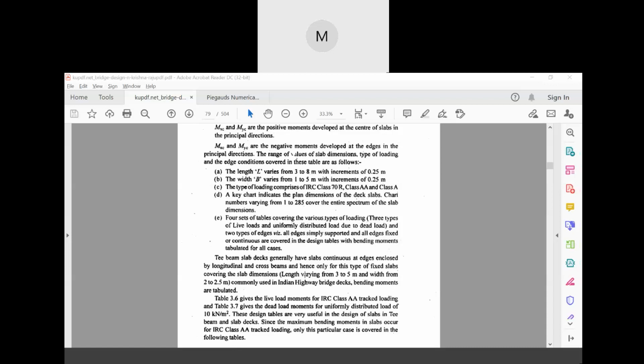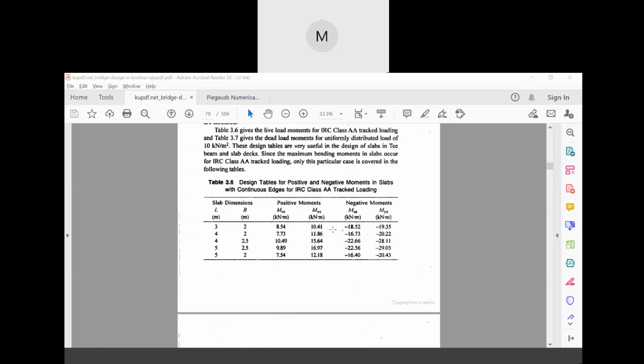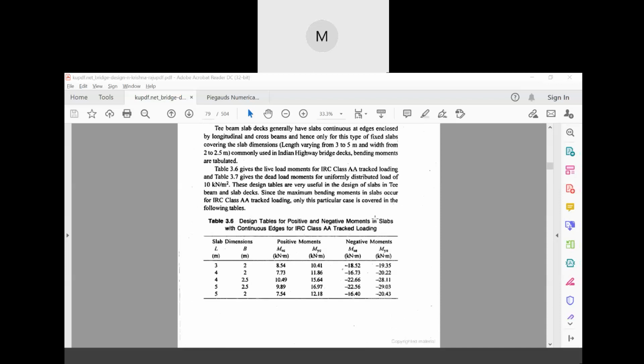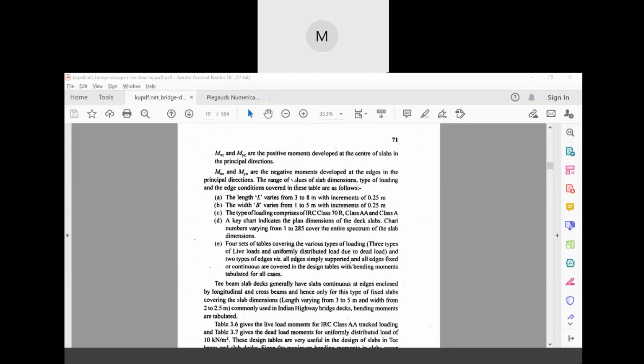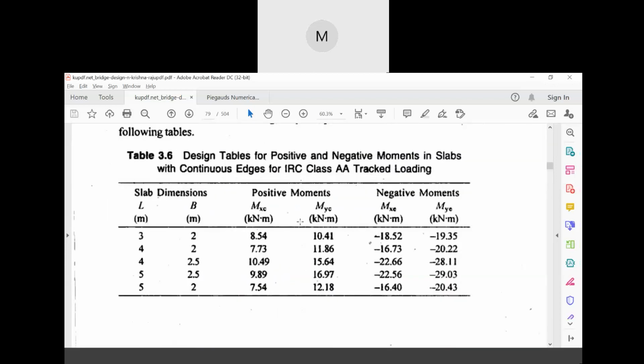The key chart that indicates the plane dimensions of the slab. Chart numbers varying from... now you will have to consider these design tables for finding out the moments from the slab dimensions. Now these tables, I guess I'm zooming it in. This is better, take some screenshots. Please take screenshots of these tables. Table 3.6.